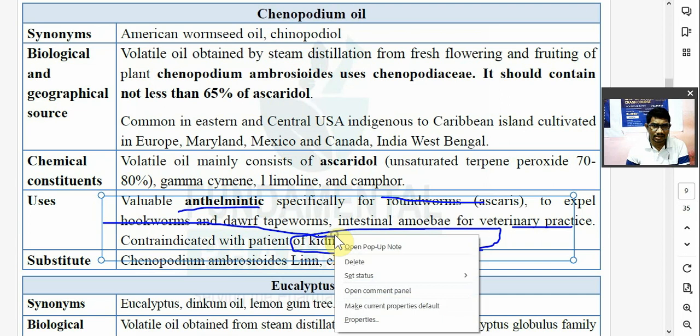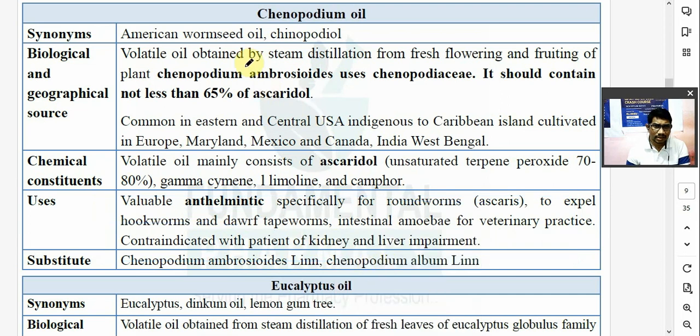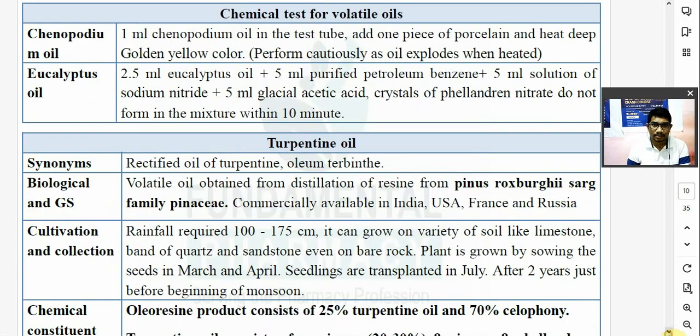So just remember the biological source, the synonyms, the main important chemical constituent, and its use. That's it. The substitute for this is Chenopodium ambrosioides Linn, Chenopodium album Linn. That is its substitute, not important. Just remember the biological source and chemical constituent. That's it. Next comes eucalyptus oil.